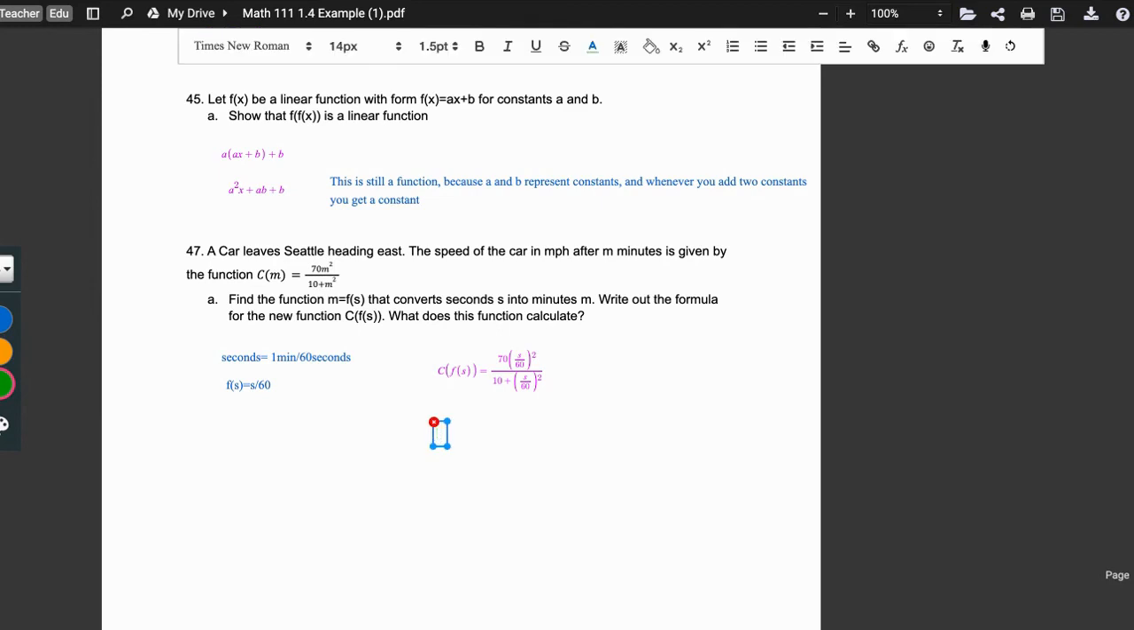And so we're going to write that. This function gives the speed of the car after s seconds. And that's all it does. So that's why composition of functions can be useful, because it'd be nice to find the speed of the car in miles per hour after minutes, but sometimes we just want to look at it after a few seconds. So that's how you do it.